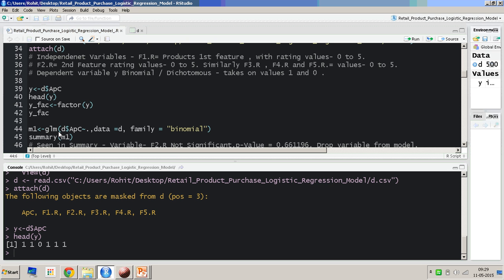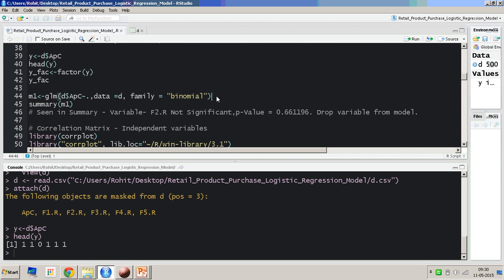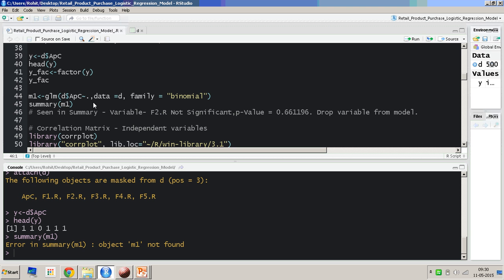Okay, so the family is binomial. The method being used within this is logit, which we don't necessarily have to expressly mention over here. That is the default for binomial. Now let's look at the summary of this particular model, and let's see what all inputs we get in the summary.